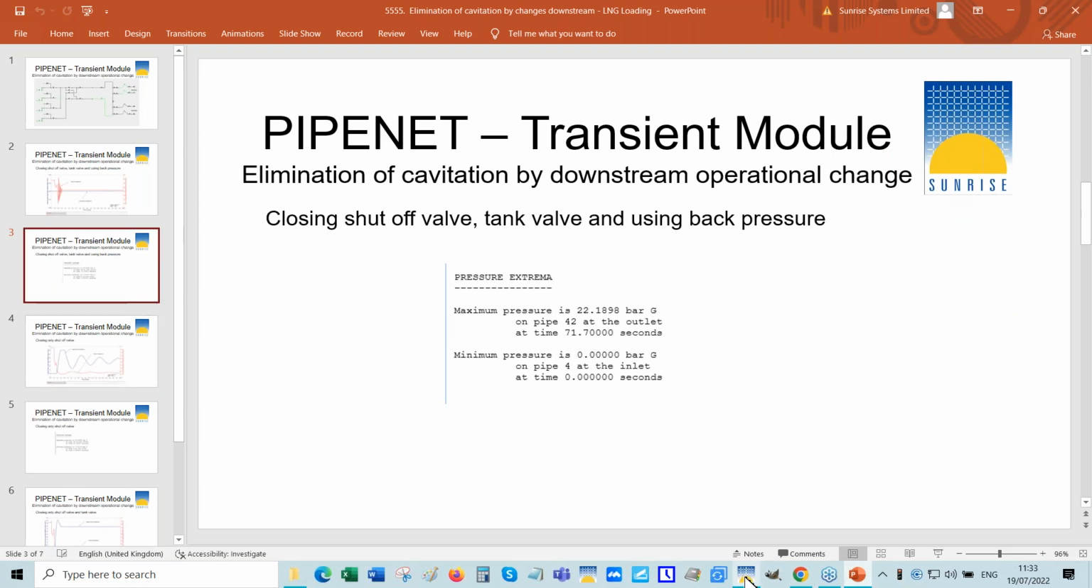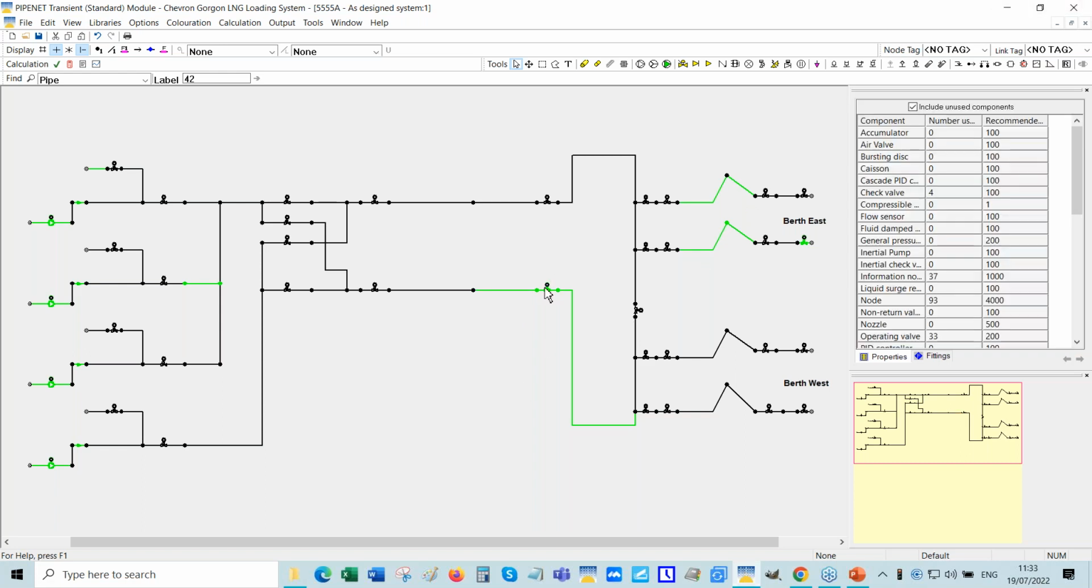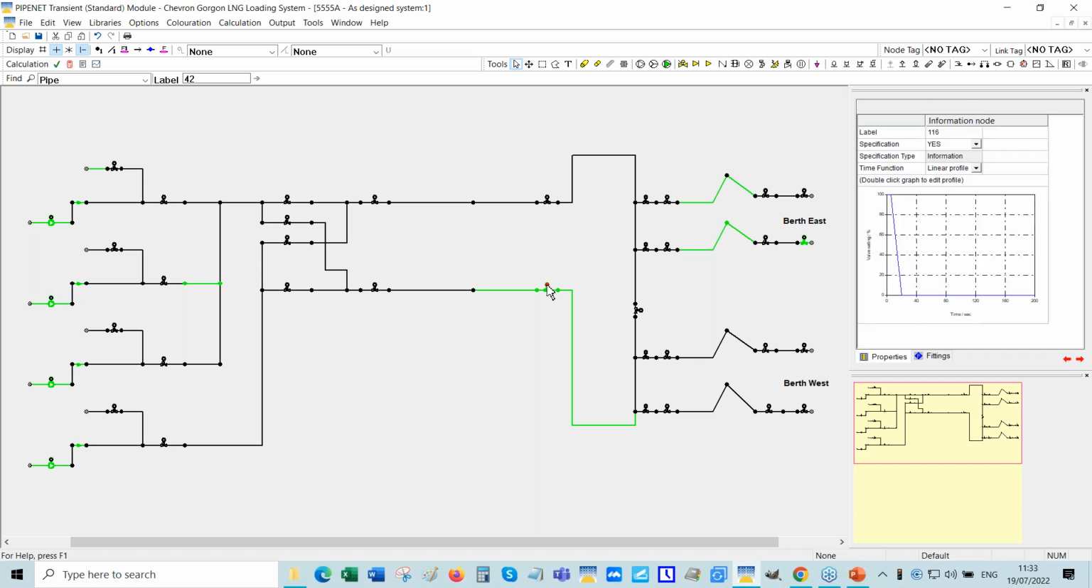So let's consider an alternative way of designing the system. You install the system with no consideration of cavitation, and you'd think cavitation is for boys. Why worry about it? So what you're doing, see that valve?